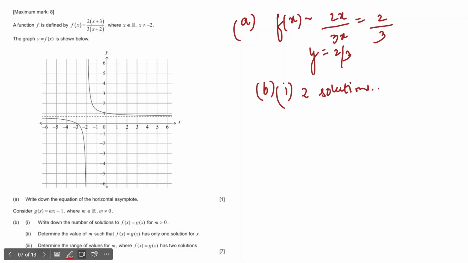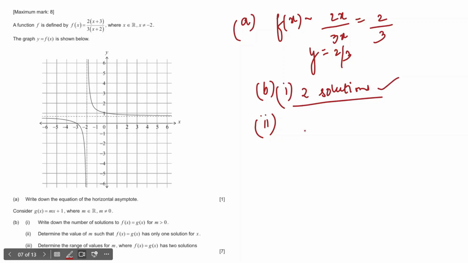So you just have to observe the graph. Since f of x is having two branches, we can say that it will have two solutions. Now let's solve the second part of this. The first part was that we had to write the number of solutions to f(x) equals g(x). So we found out that there were two solutions.